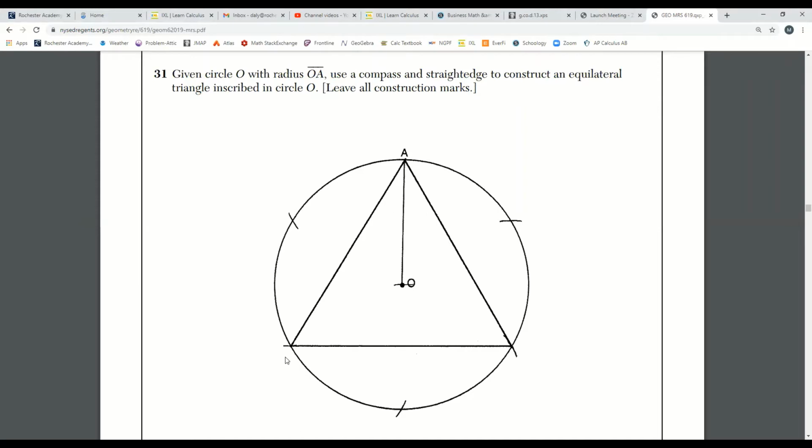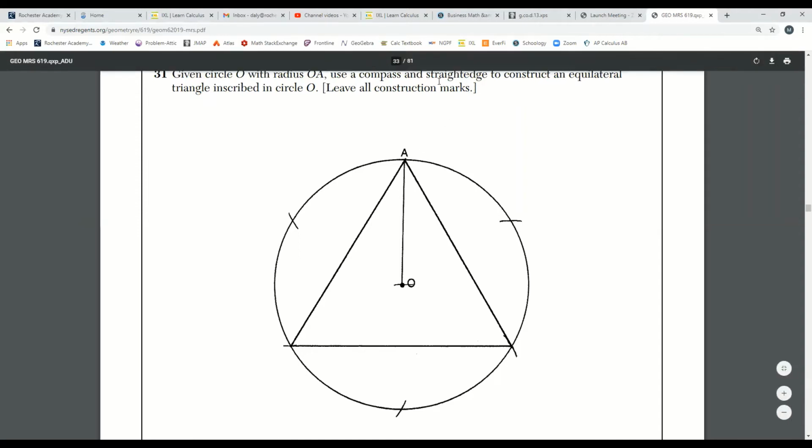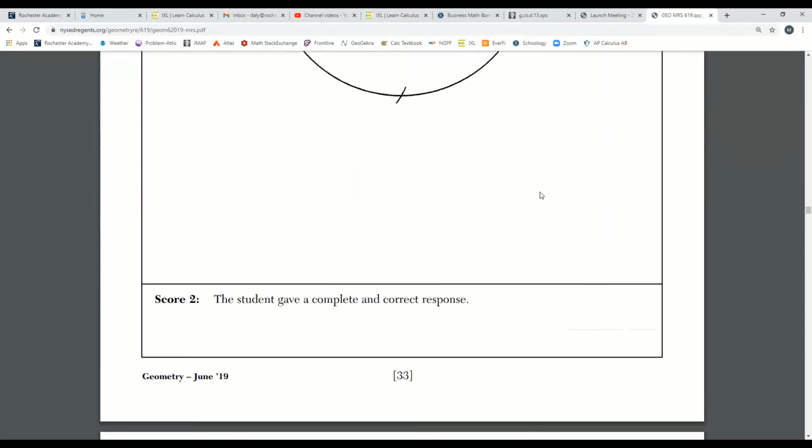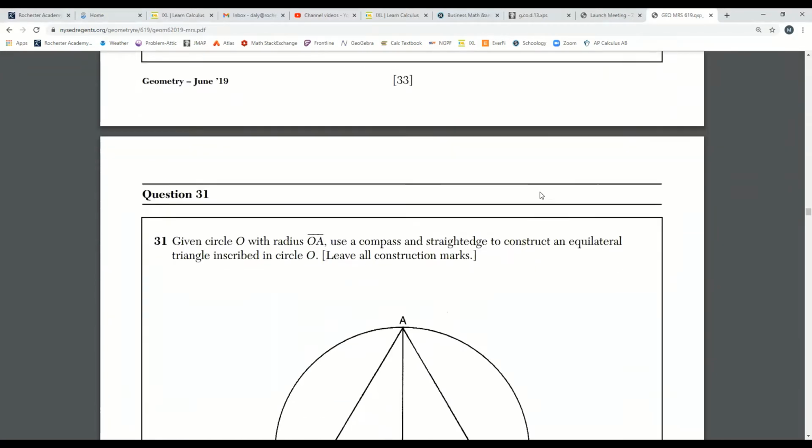So this is an equilateral triangle. It is inscribed in circle O. All 3 points of the triangle are on the boundary of the circle. They used the compass and straight edge, and they left all construction marks. So out of 2 points, this is worth 2 points. The student gave a complete and correct response.